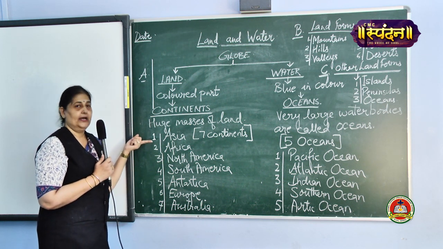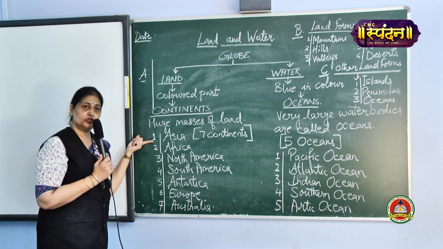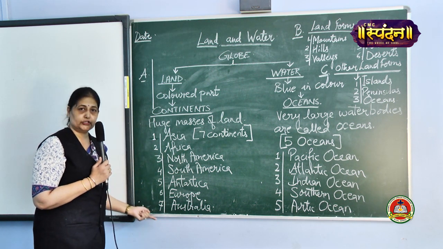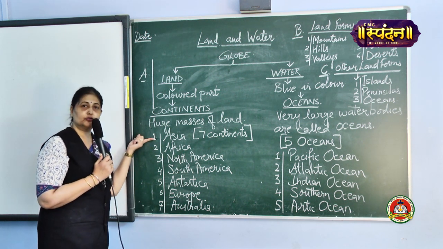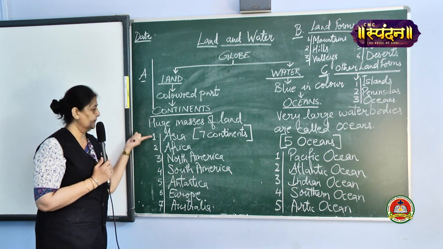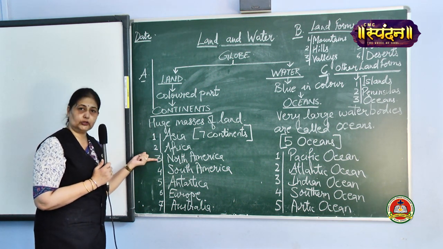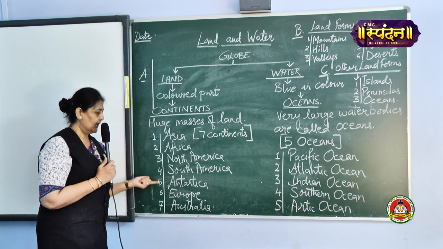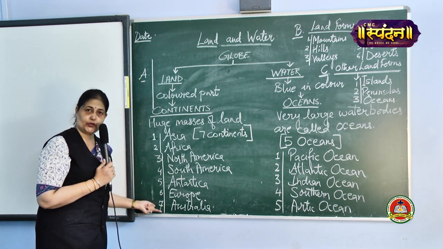All right? Starting from the biggest or the largest continent to the smallest continent, Asia happens to be the biggest continent. Asia, Africa, North America, South America, Antarctica, Europe, and Australia.